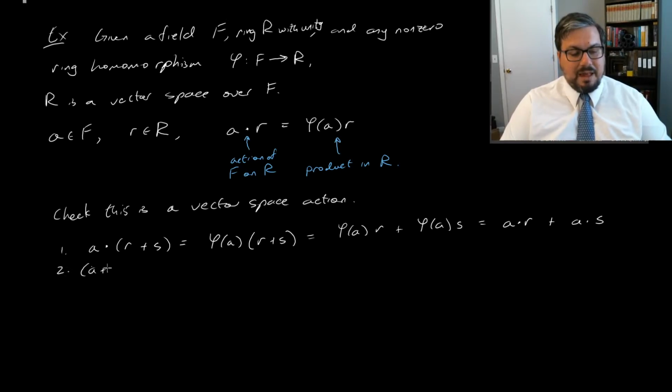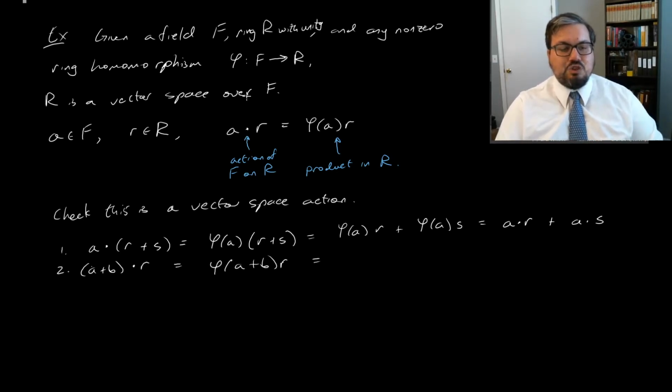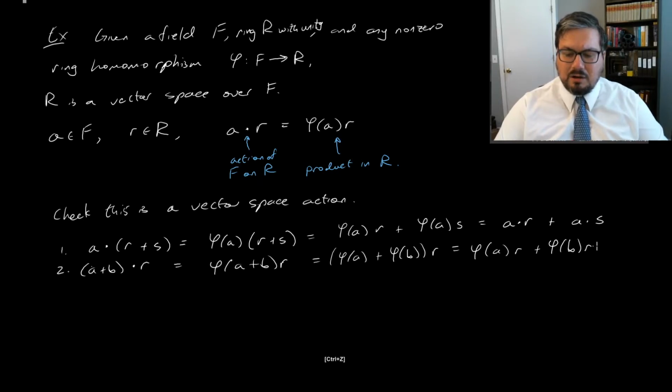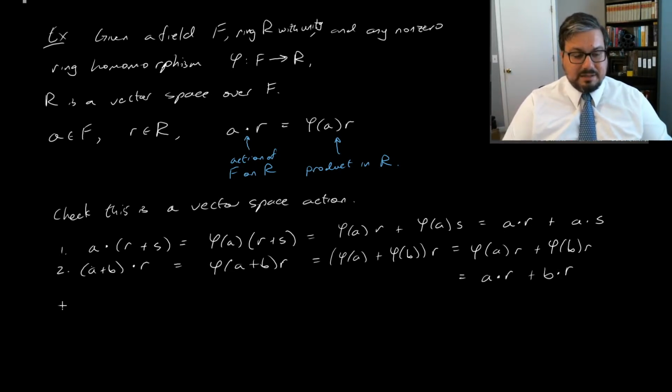Similarly, if we have A plus B times R, this is by definition phi of A plus B times R. Now, phi is assumed to be a ring homomorphism, which means in particular it respects addition. So we get phi of A plus phi of B times R. R is a ring, and so we have distribution on the right, so we get phi of A times R plus phi of B times R, which gives us A times R plus B times R. So we get the second condition that we need.